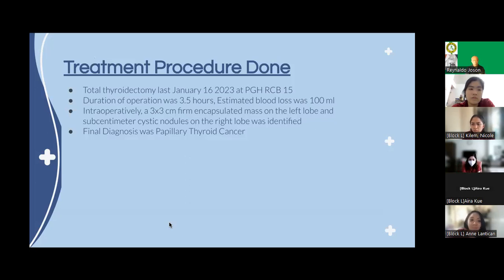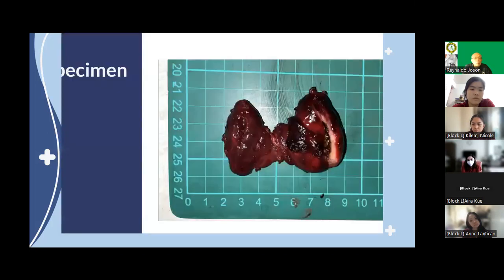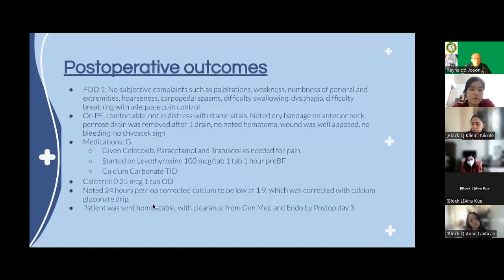So for the treatment procedure done, total thyroidectomy was done last January 16, 2023 at PGH RCB 15 for a duration of 3.5 hours with an estimated blood loss of 100 ml. Intraoperatively, a 3 by 3 centimeter firm encapsulated mass was on the left lobe, and subcentimeter cystic nodules on the right lobe were identified. Sorry, yung final diagnosis po, this was not the histological diagnosis po. Pala, sorry po. This is not yet for the diagnosis, the histopath po. Next slide po. Ito po yung specimen na nakita, sir.